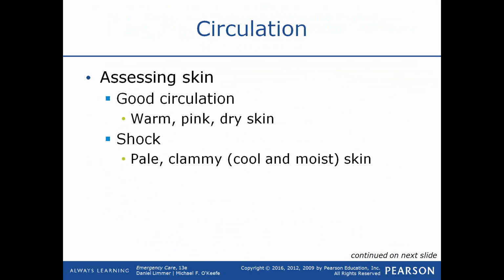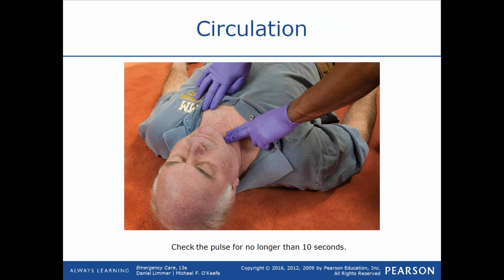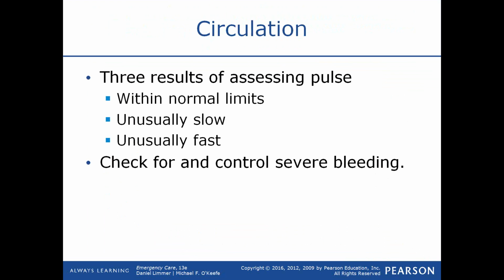In circulation, we want to assess the skin. It should be pink, warm, and dry. Skin that is pale, cool, and clammy is a type of shock, but you can have warm, flushed, moist skin with certain types of shock as well, like sepsis or distributive shock, as in the case of neurogenic shock. You want to assess for a pulse in an unresponsive patient. And in unresponsive patients, it's best to assess for a pulse in the neck. And if you do not feel a pulse in about 10 seconds, then begin chest compressions.